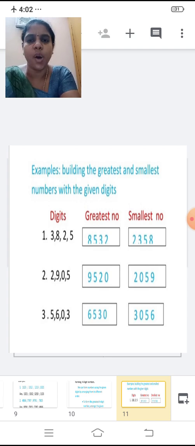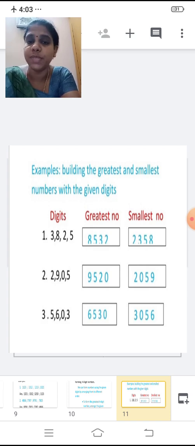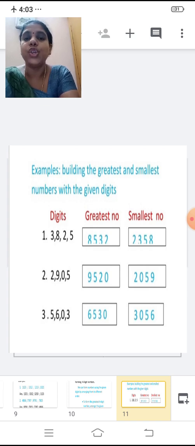Yes. Now tell me, how will you form the smallest number? You have to arrange the digits in ascending order. Arrange the digits from smaller to bigger. Now tell me, which is the smallest number? 2, right? 2, very good. Then 3, next 5, 8. So the smallest number that is formed with the given digits 3, 8, 2, 5 is 2, 3, 5, 8. So next example is 2, 9, 0, 5.